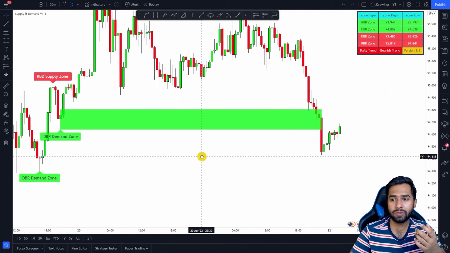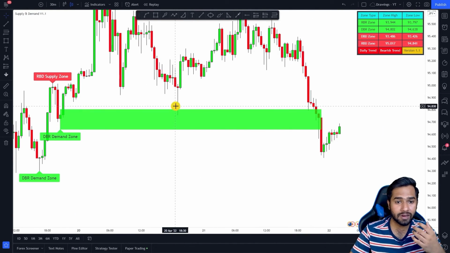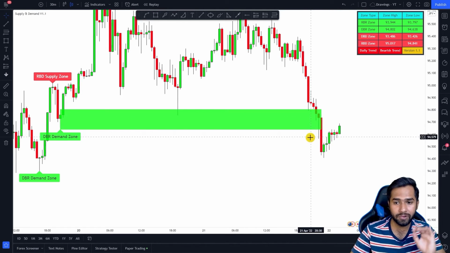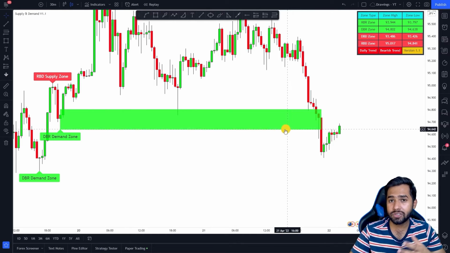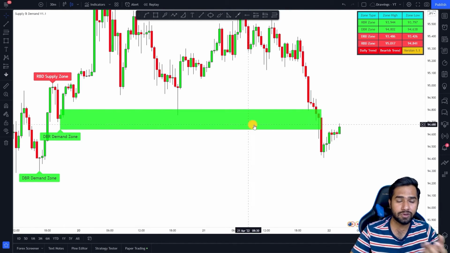And now we can see that after successfully trading our drop-based rally demand zone, the market moved below this low, closed below the low of this demand zone, and the indicator stopped drawing this demand zone anymore.